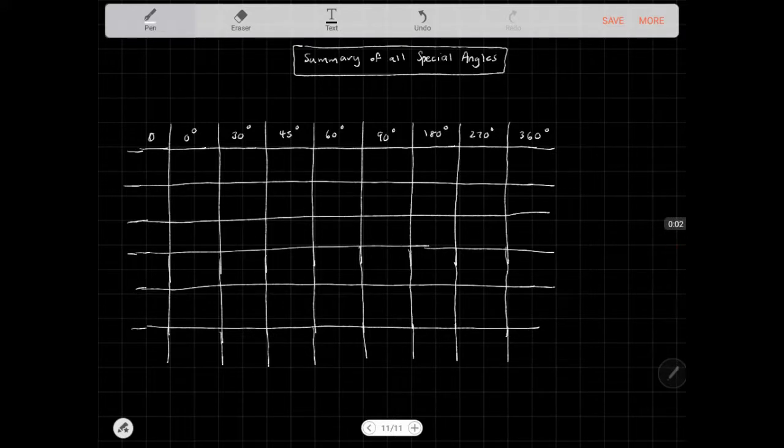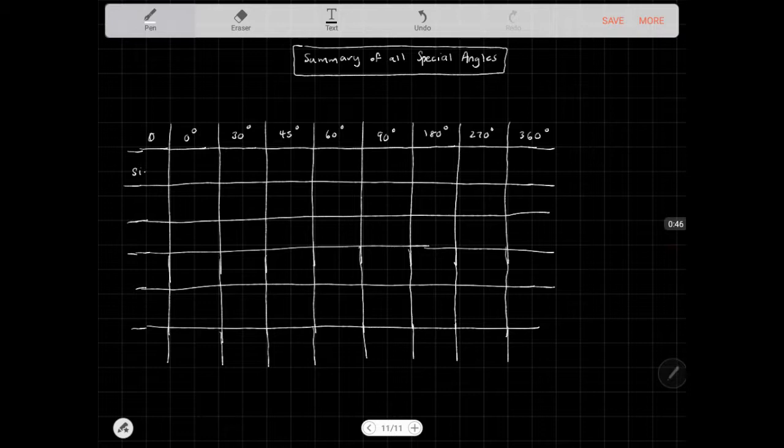To summarize everything we've discussed, we looked at the trig functions: the sine function, the cosine function, and the tangent function. We also looked at their reciprocal functions, which include the cosecant function, the secant function, and the cotangent function. We also discussed special angles: 0 degrees, 30, 45, 60, 90, 180, 270, and 360 degrees. We discussed how the exact values of the ratios for these special angles could be determined by using the special triangles and the unit circle. I'm just going to summarize all of this out for you guys.